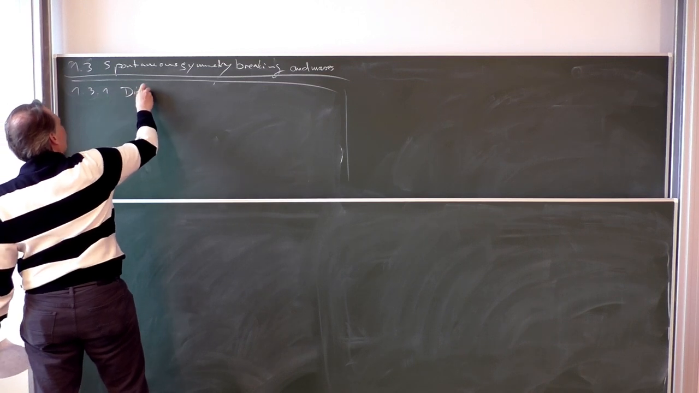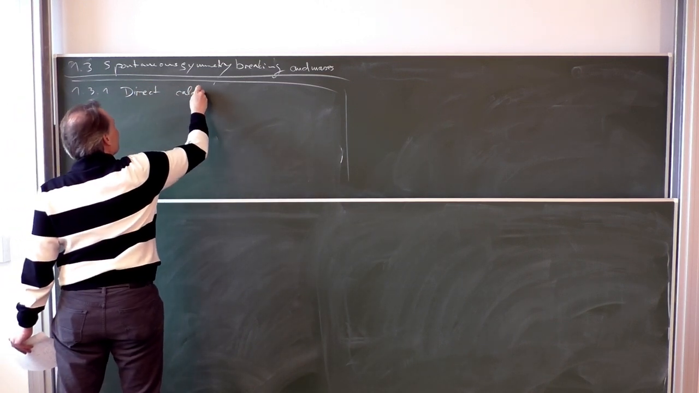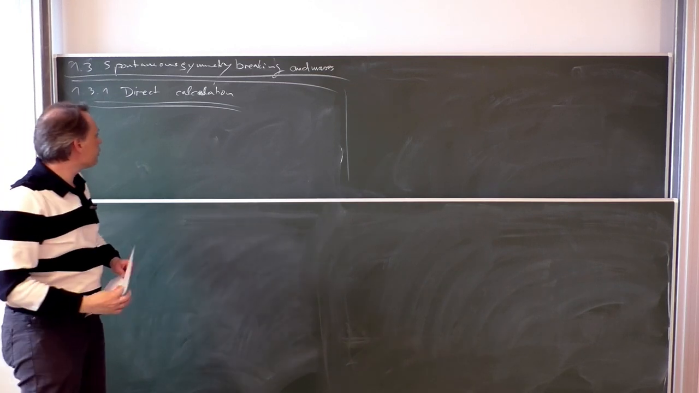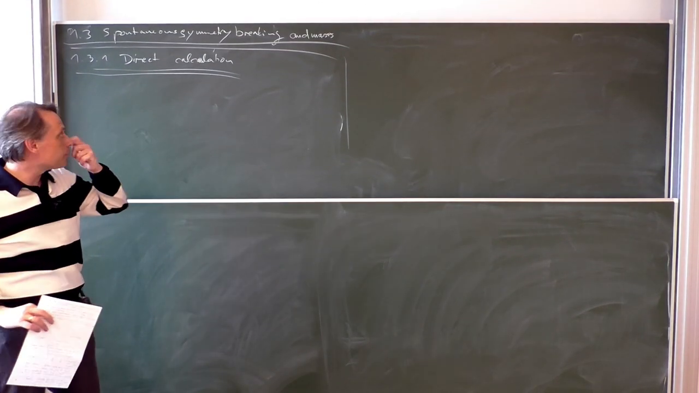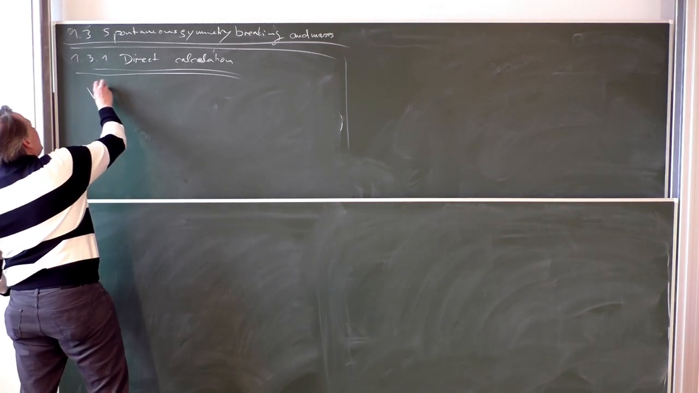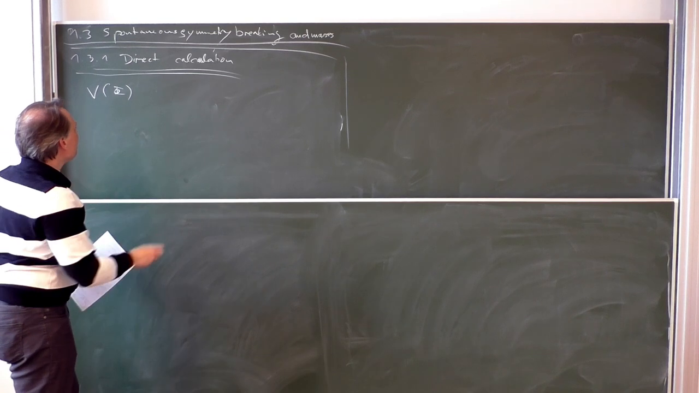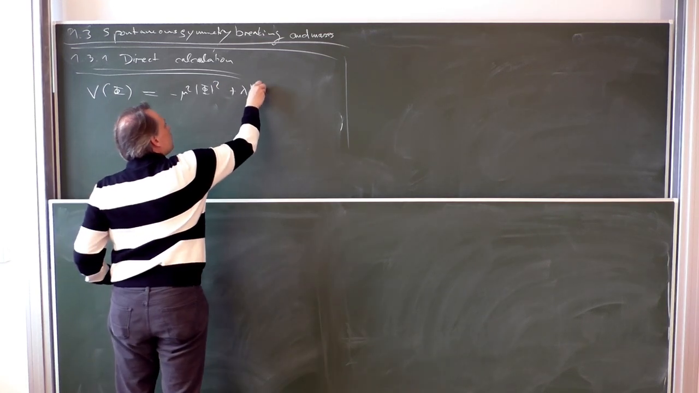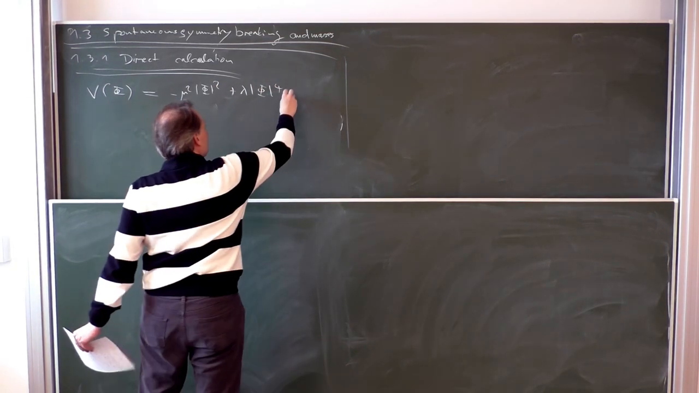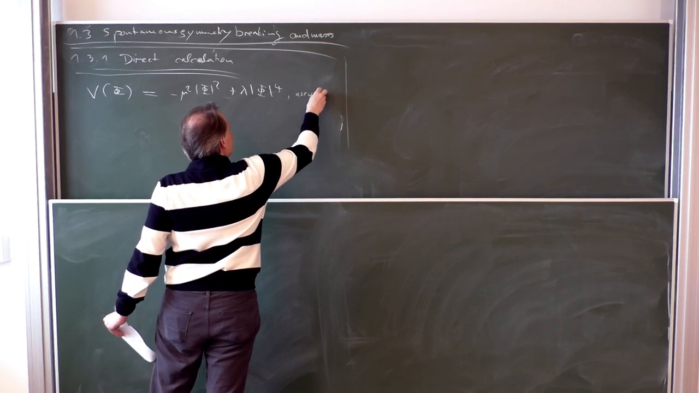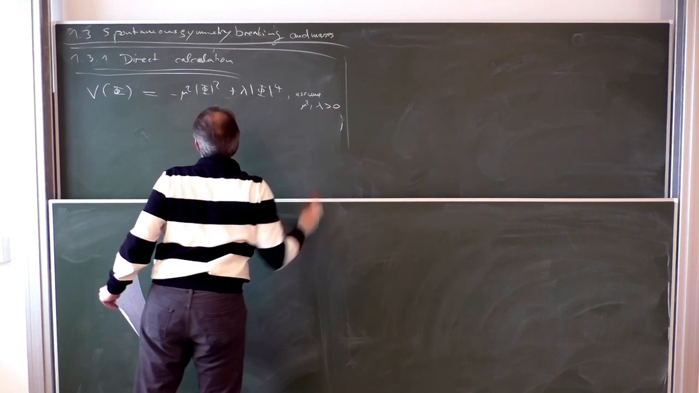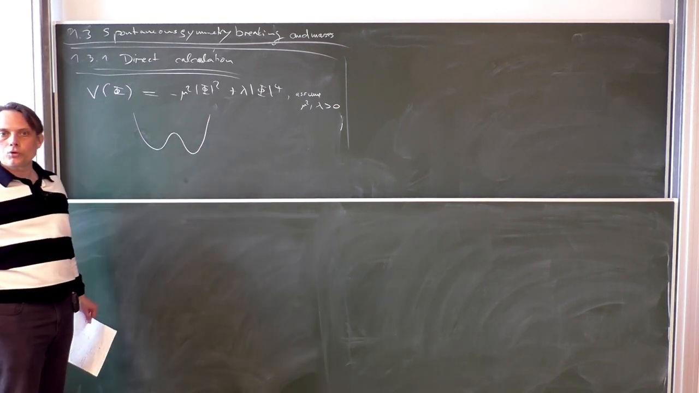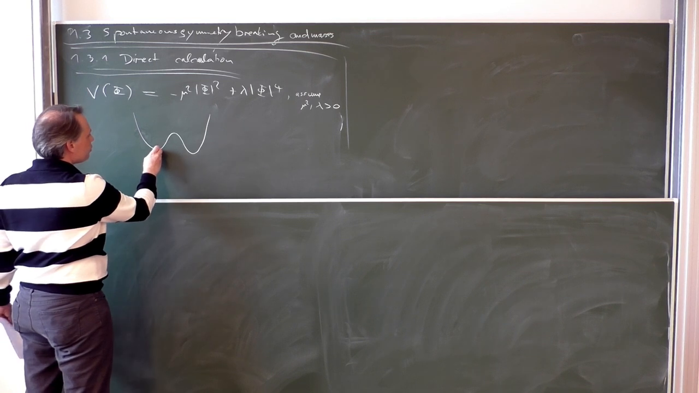I want to begin with a direct calculation without much fuss and many comments, because I'm sure you are familiar with this kind of calculation anyway. So let us look at the Higgs potential V of phi, which was minus mu square times phi square plus lambda times phi to the fourth. And we assume mu square and lambda to be positive. If mu square and lambda are positive, then the shape of the potential is like this. It's a wine bottle potential or Mexican hat potential.